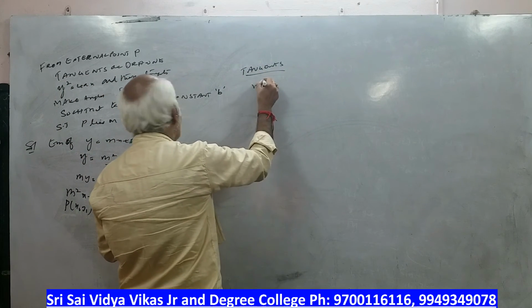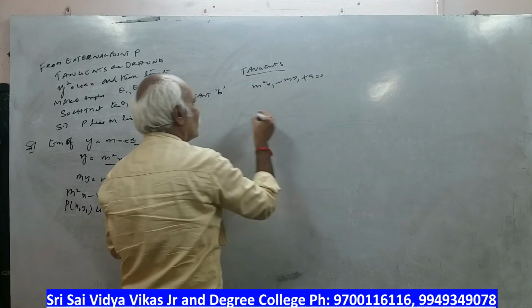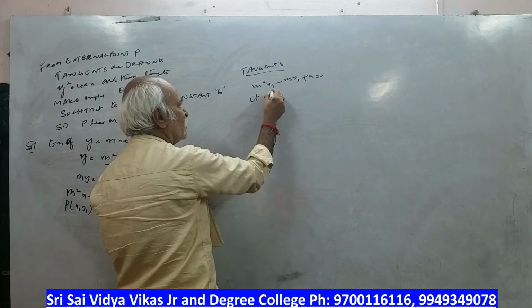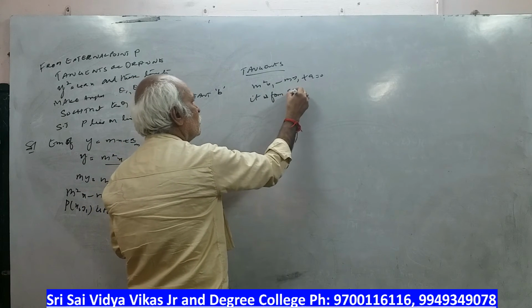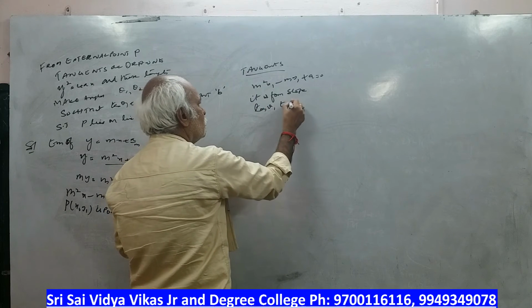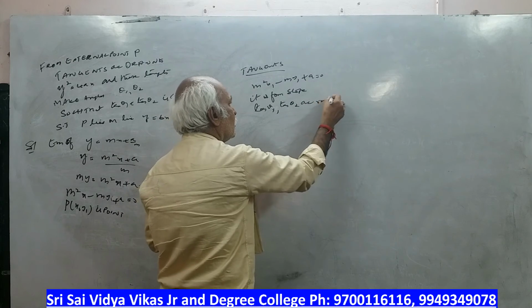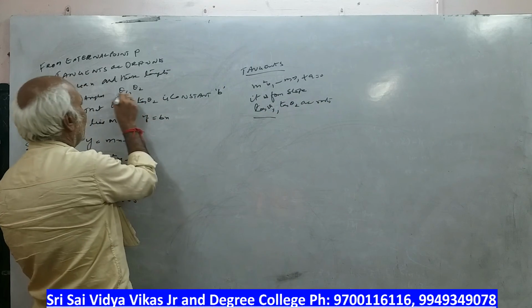Tangents are m square x1 minus my1 plus a is equal to 0. Now it is in the form of slopes. Means tan theta 1 and tan theta 2 are the roots. Why, sir? Because here angles are given.